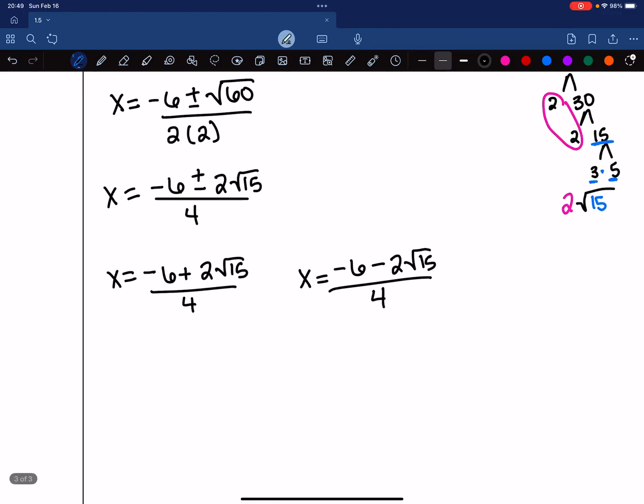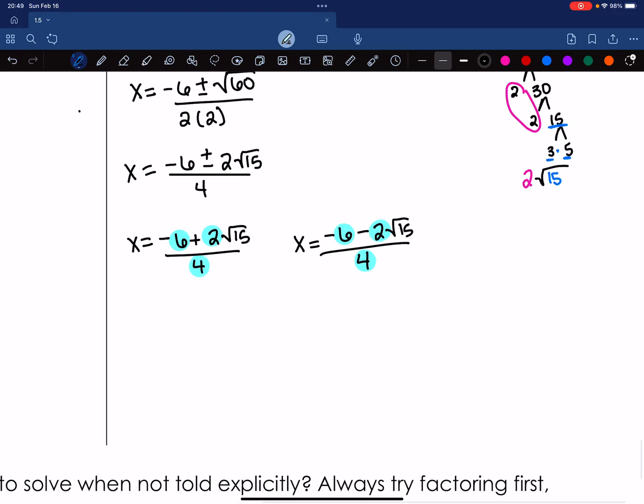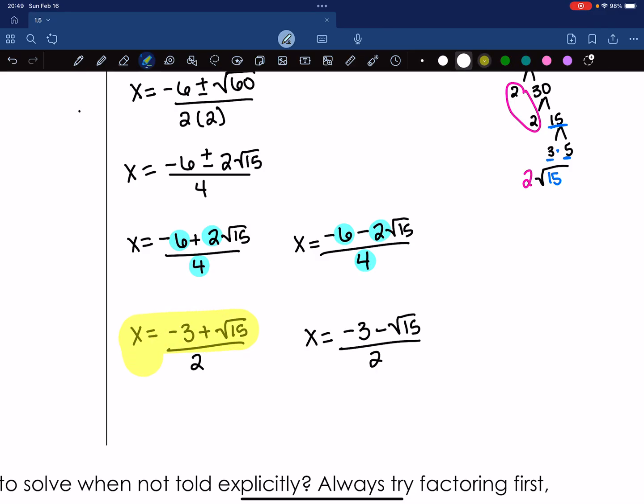We can go ahead and simplify anything that's not in the radical. So that means we can simplify the 6, the 2, and the 4 if they all have a number in common. Same thing with this one, and all 3 of those are divisible by 2. So we get negative 3 plus 1 rad 15 is just rad 15 divided by 2. And then same thing over here, negative 3 minus rad 15 over 2. And so that would be our final answer right here.